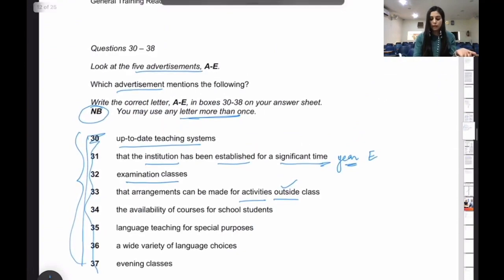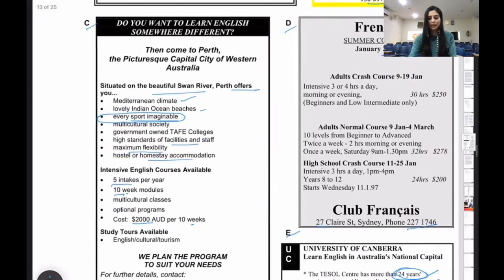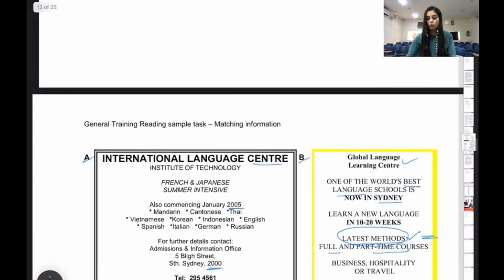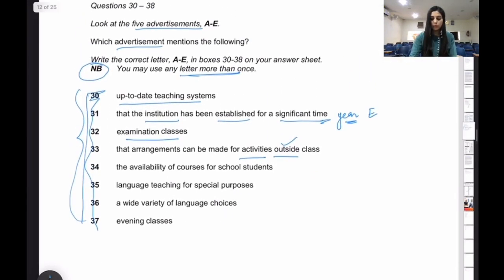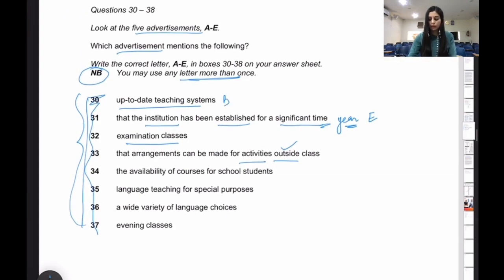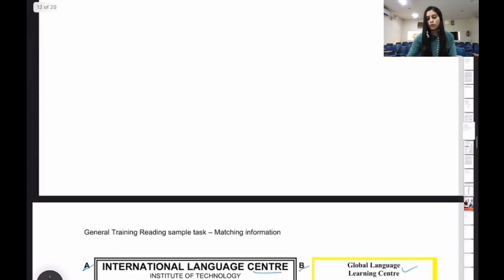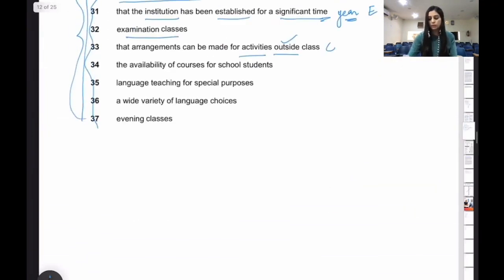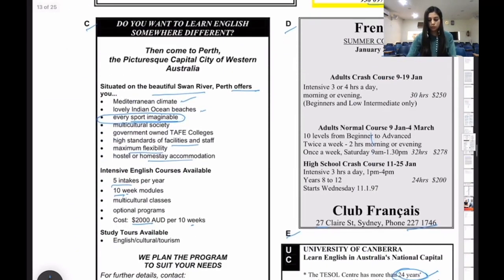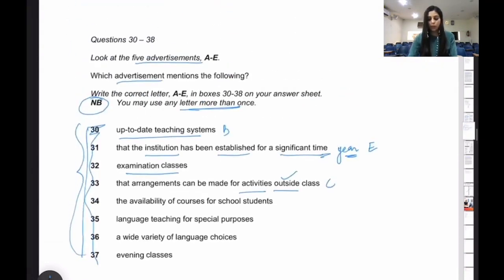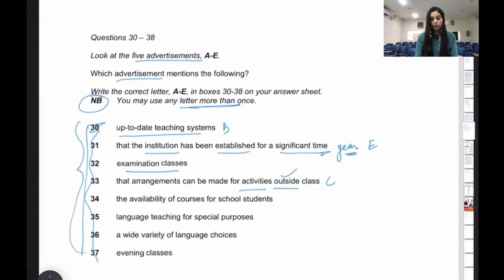So let's go back here. Up-to-date teaching systems is again not mentioned in this ad anywhere. See, we have gone through the entire thing. Here again nothing has been mentioned in D. So we would mark this as B, and outside class would be C, every sport imaginable. C, and if you notice, yes, C. Then we are left with examination classes. We'll come to that. Let's read the other four as well.